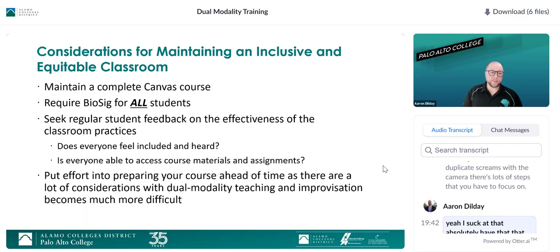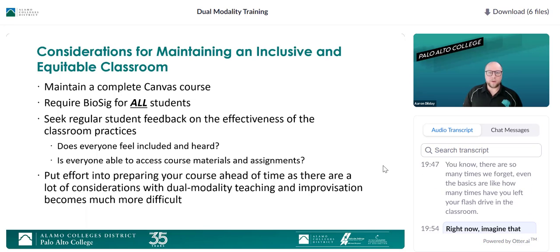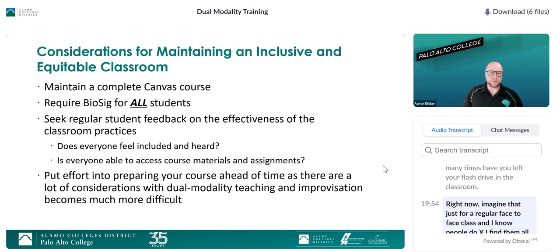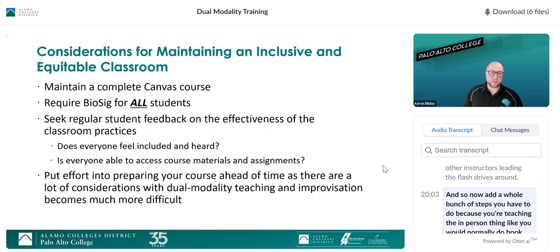Yeah, I second that. Absolutely have that checklist of what to do. I mean, there are so many times we forget even the basics, right? Like how many times have you left your flash drive in the classroom? Right. Now, imagine that's just for a regular face-to-face class. And I know people do because I find them all the time from other instructors leaving their flash drives around. And so now add a whole bunch of steps you have to do because you're teaching the in-person thing like you would normally do, but plus the Zoomer thing. So there's like double the steps there.